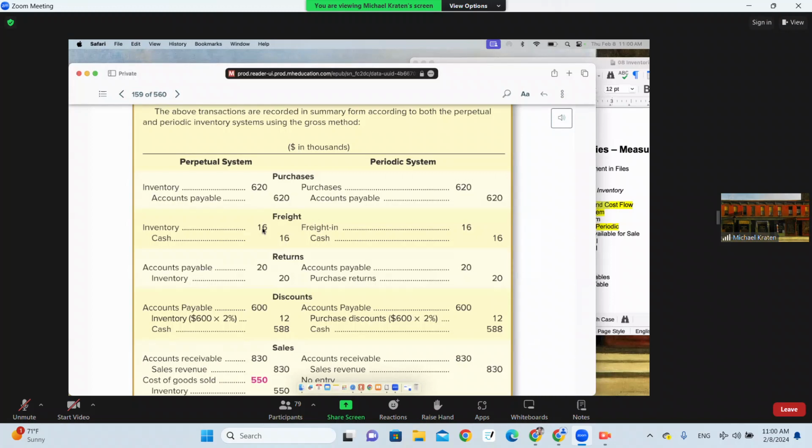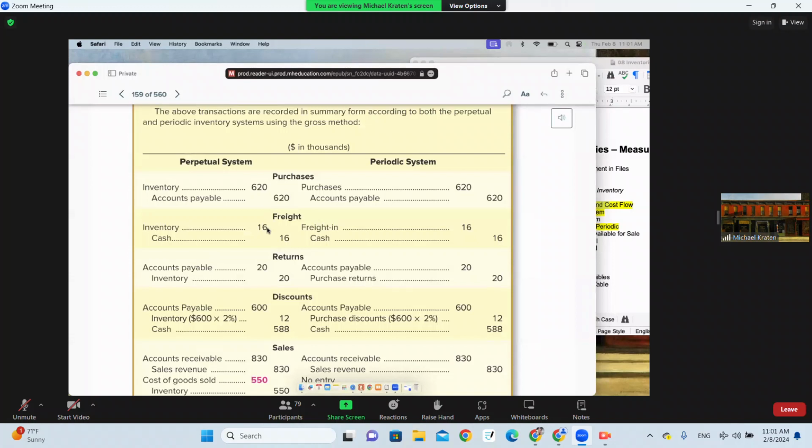Well then, what is the cost of the inventory? It's actually 620 plus 16. It's true that you're paying 620 to the vendor and you're paying 16 to UPS. But if you don't pay UPS the 16, you're not getting the inventory, then you're really paying a total of 636 for the inventory.